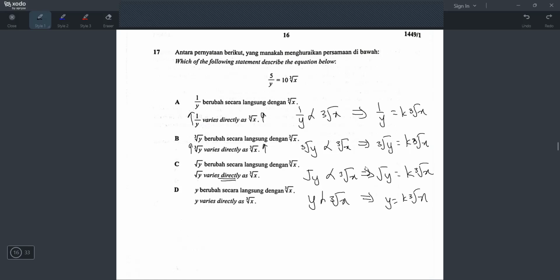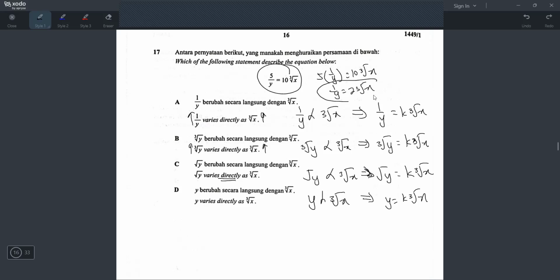So A, B, C, D, which one is the answer? If you look at this, it's clear to me that the 5 can pindah sana, right? So if you look at all the options, in front is either 1 over y ataupun cube root y, right? There's no 5 here. So the only way is to bring out the 5. So when I take out the 5, it will be like this. 5, 1 over y equals 10 cube root x. So what I do is I pindah the 5 to the other side. It becomes 10 divided 5, which is 2 cube root of x.